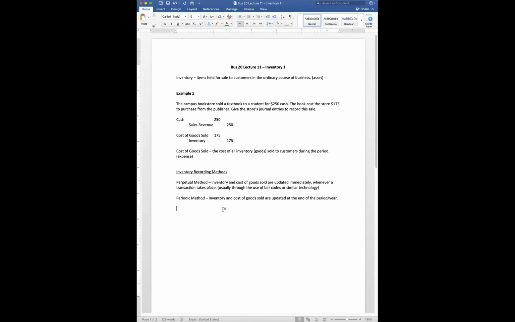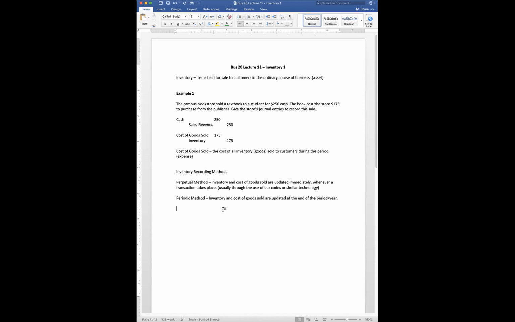Right? If I'm just opening my little corner convenience store, am I going to have an extra $10,000 to spend on a barcode scanning cash register? No, probably not. So if I don't have a lot of money, if I'm just starting out, if I'm a small business, I'm more likely to use the periodic method.